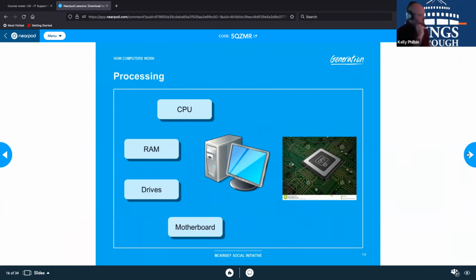CPU, or central processing unit. This is the main brain power of your computer. It does all the mathematical computations to turn what seems like random input, like the ones and zeros coming in, into a useful format and communicates with an output device. And then the motherboard, which is like the backbone or nervous system of your computer. We'll talk again about each of these components individually as we go forward. So that would be your processing components.